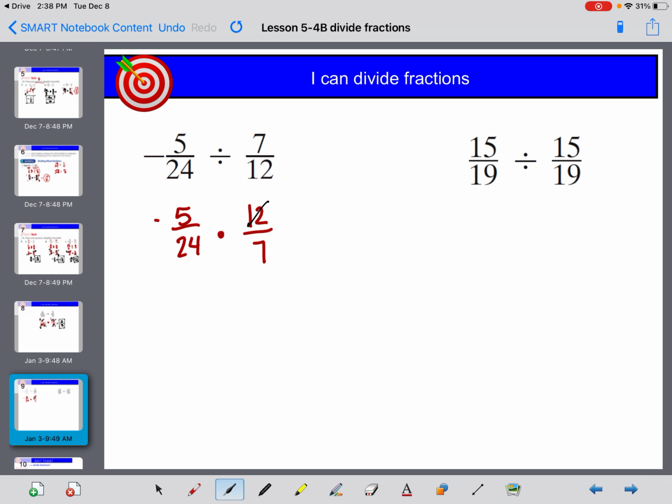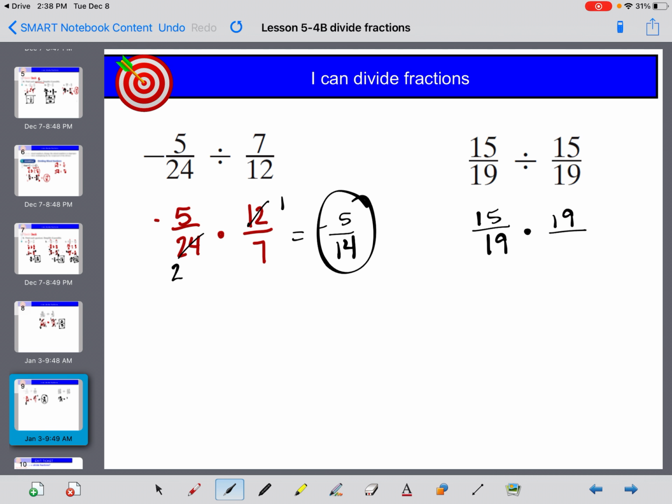All right, negative 5/24 times 12/7. 12 and 24 have a common factor of 12. Negative 5 times 1 is negative 5. 2 times 7 is 14. Negative 5/14. The next one.